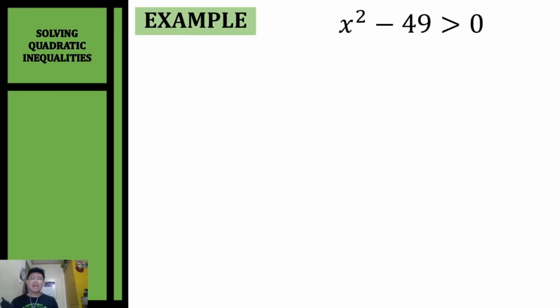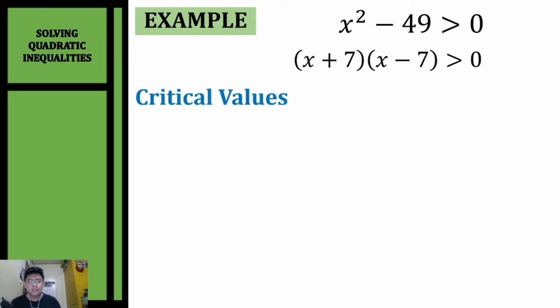Alright, let's have an example. For example, we have x squared minus 49 is greater than 0. So the first step that we need to do is to make sure that our quadratic inequality is written in standard form. Since this is written in standard form, we can now proceed to our next step, which is finding our critical values. Let's get the factors of our polynomial. So we have x plus 7 and x minus 7. Let's equate each factor to 0 to get our critical values. So x will be equal to negative 7 and x will be equal to 7.